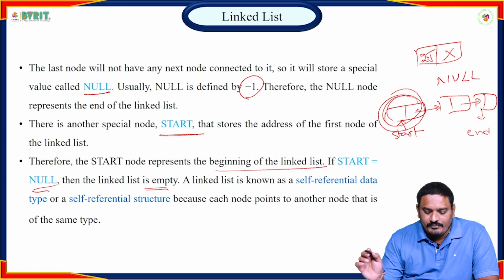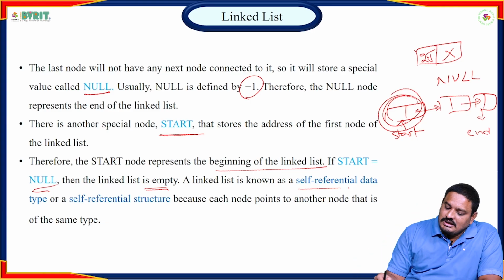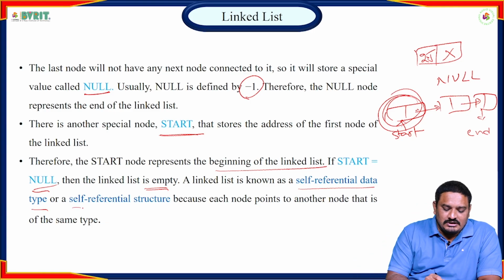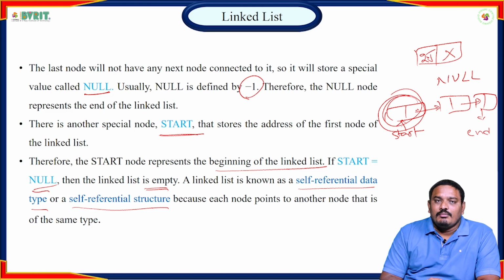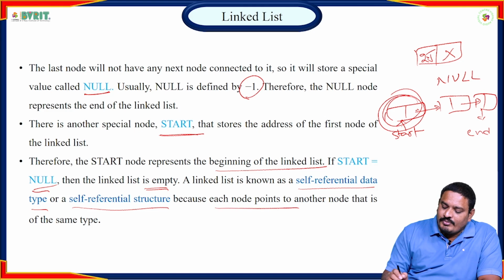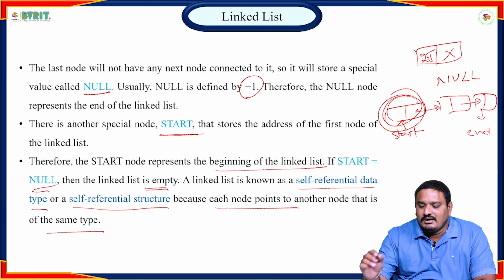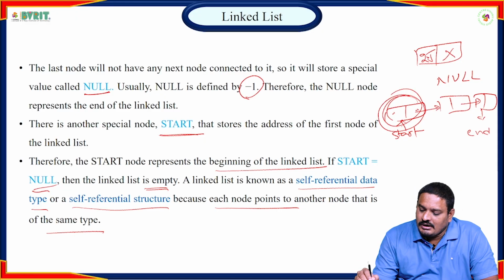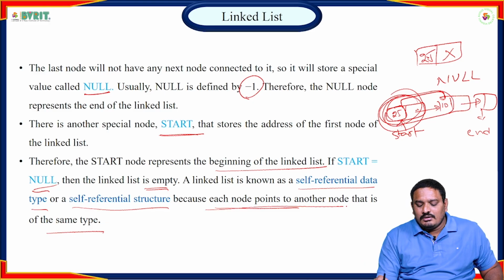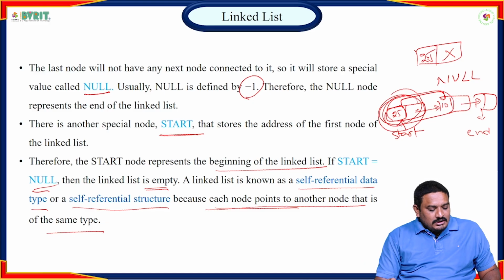A linked list is also known as a self-referential data structure, because each node points to another node of the same type. Here we are representing one node, and the next node also represents the same kind of node. The first node and the second node are of the same type. That is the meaning of each node pointing to another node of the same type.